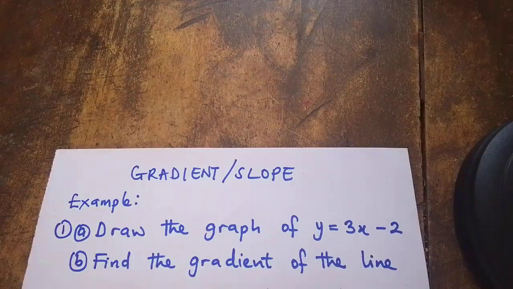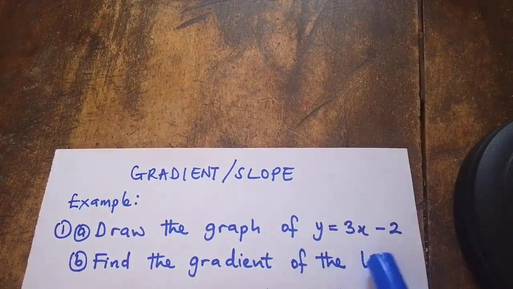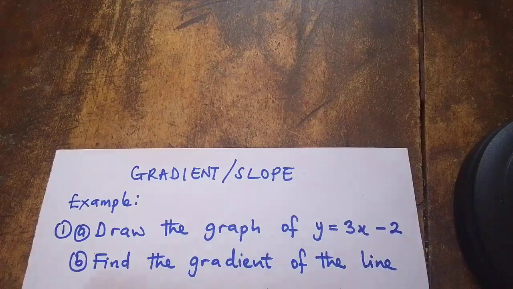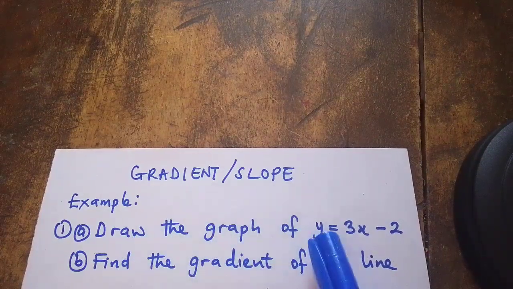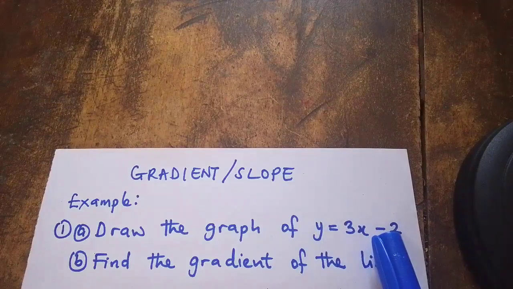Now let's consider this question. A. Draw the graph of y equals 3x minus 2. B. Find the gradient of the line. Before we can draw the graph of this, we must first of all get the table of values.